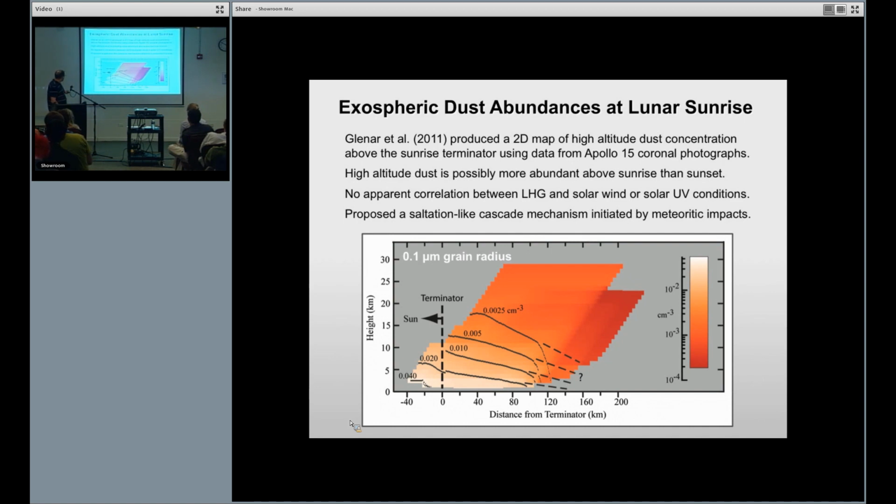And I just might mention in this plot here, you see that the dust concentration seems to be increasing maybe towards the day side. If you extrapolated these lines, this does hint that maybe the dust population does extend beyond the terminator a little ways. Okay, so that was the data set I started with.